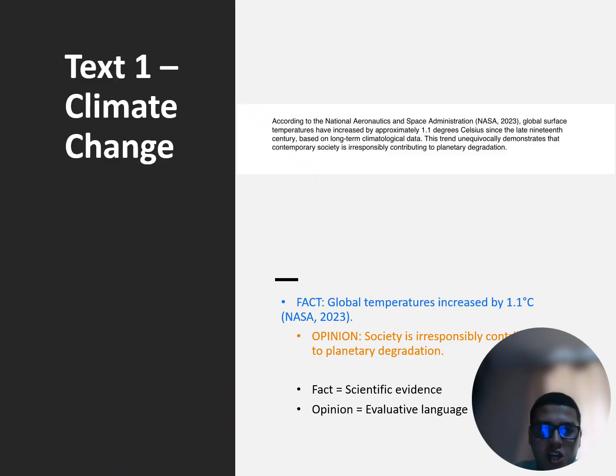Text 1. Climate change. In the first text, NASA reports that global temperatures have increased by approximately 1.1 degrees Celsius since the 19th century. This statement is a fact because it is supported by long-term scientific research. However, the claim that society is irresponsibly contributing to planetary degradation is an opinion. It reflects moral judgment rather than measurable evidence. This shows how a text can combine both objective data and subjective evaluation.